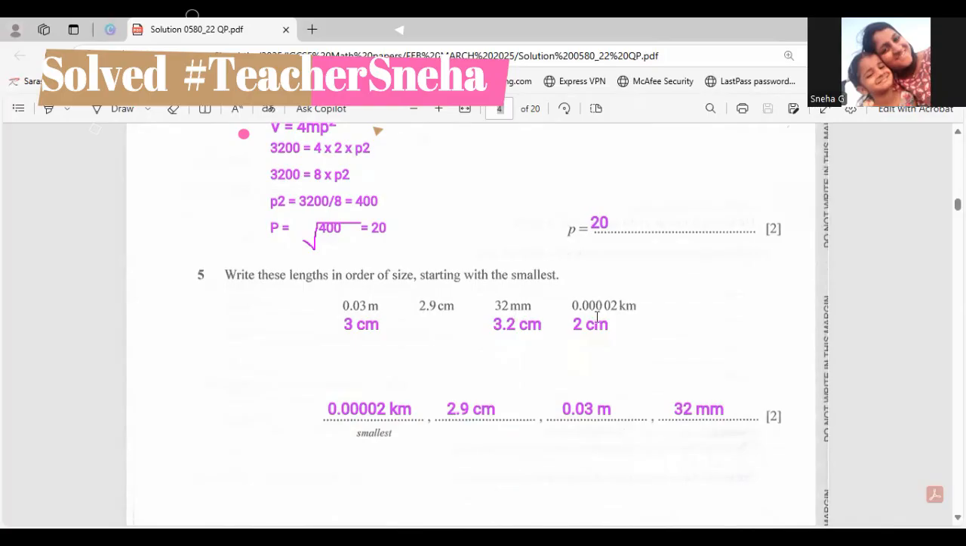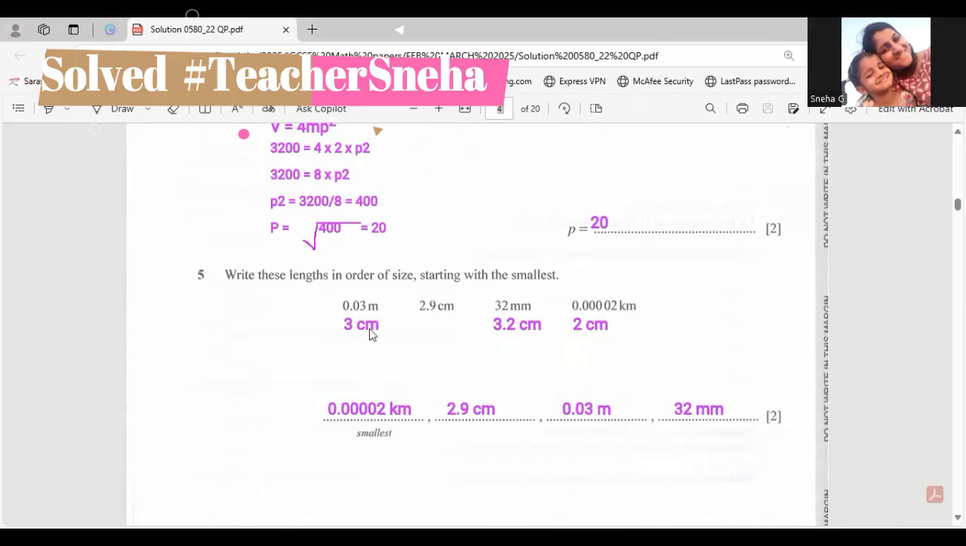To arrange them from smallest to largest, firstly, we need to arrange them in the same unit. So here I have chosen to convert all of these into centimeters because that's convenient. Converting this to centimeters is easier as compared to converting it to any other units.